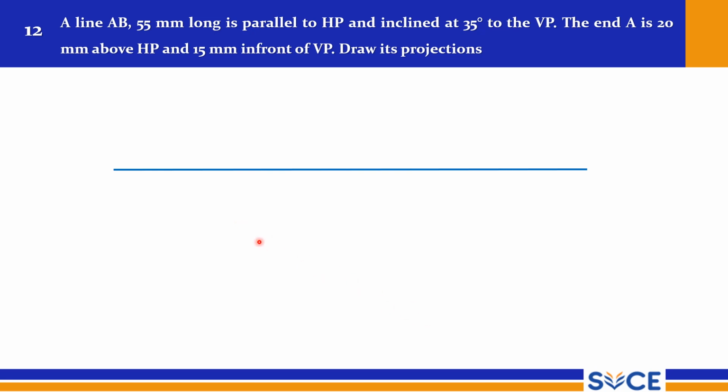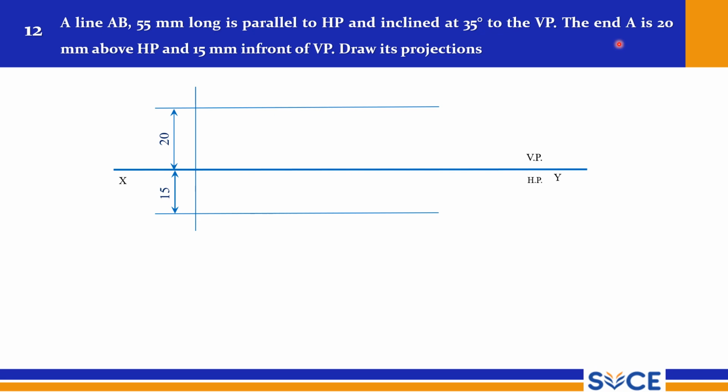So you have to start from the top view first. Start the problem with the top view and first mark the point A, which is 15 mm in front of VP. A dash you can mark somewhere here, 20 mm above HP. So the first point's projections, A dash and A, are obtained.